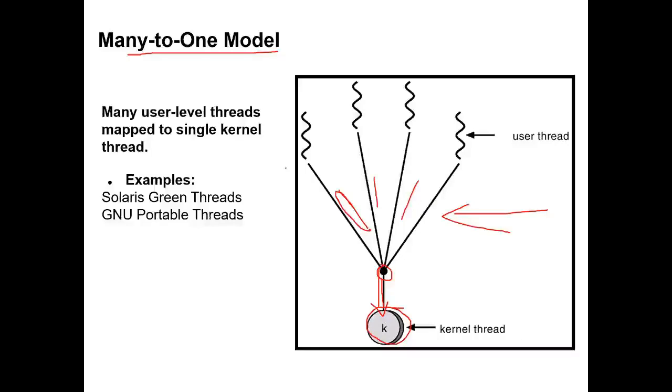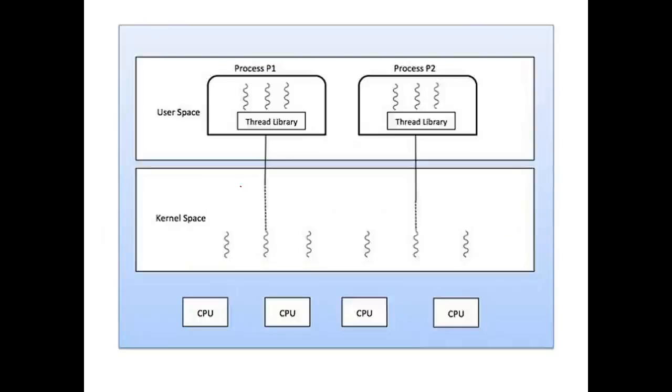Some of the systems where you can find this concept are Solaris green threads and GNU portable threads, which can be implemented in the operating system. This is another diagram you can see. In user space, multiple threads can be generated with the help of the thread library, which keeps track of the threads and their generation. And at a time, only one thread can be accessed by the kernel.